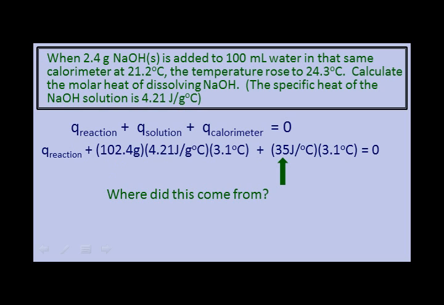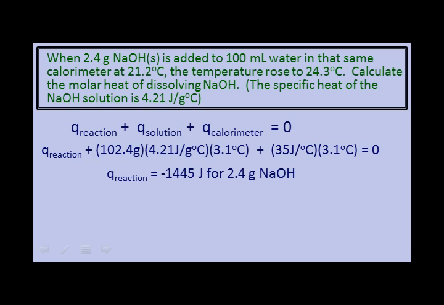Where did that come from? That was the heat capacity of the calorimeter that we calculated earlier. And the temperature change for the calorimeter is the same as the temperature change that is being undergone by the rest of that in the container. Well, when we work it out, the Q for the reaction is that it evolves 1,445 joules for 2.4 grams of sodium hydroxide.